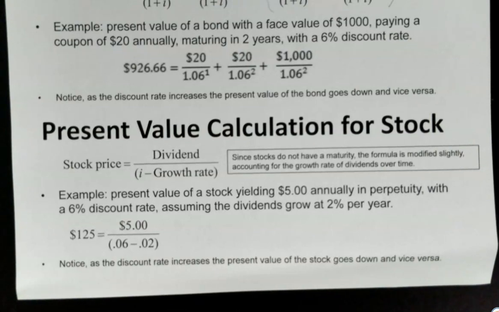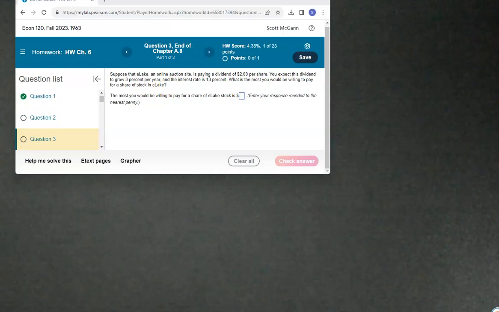And for this one, let me pull up a question from the homework again. It says, suppose that eLake, an online auction site, is paying a dividend of $2 per share. You expect this dividend to grow 3% per year, and the interest rate is 13%. What is the most you'd be willing to pay for a share of stock in eLake?